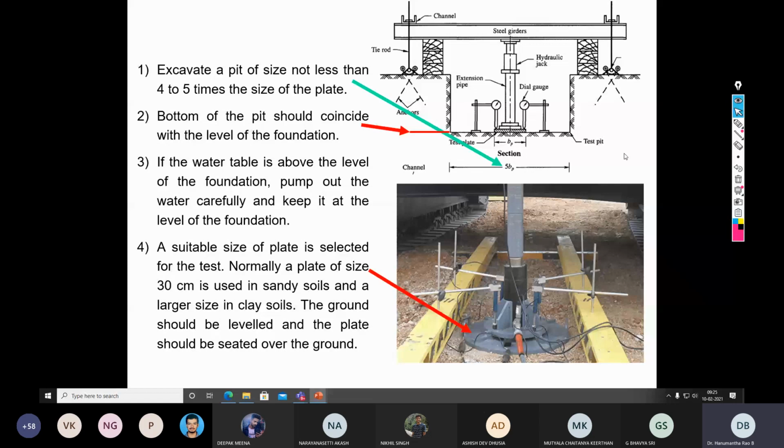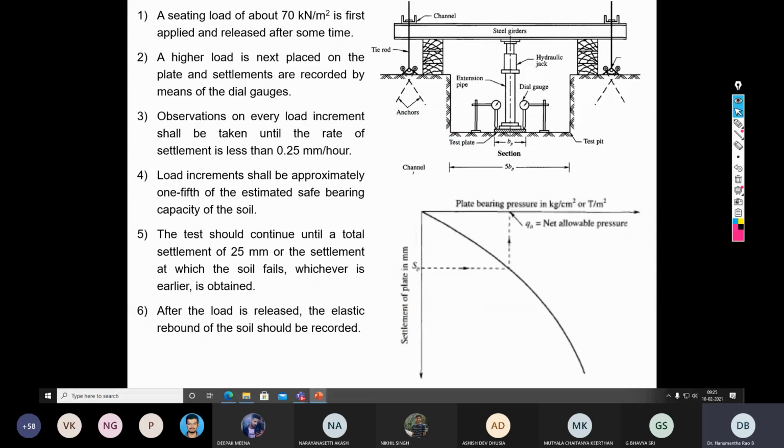So once this whole arrangement is done, then you need to apply the load using the hydraulic jack. You need to apply the load using this hydraulic jack such that the rate of settlement of 0.25 millimeter per hour shall be achieved. Now here this may or may not be achievable because we do not know any condition.